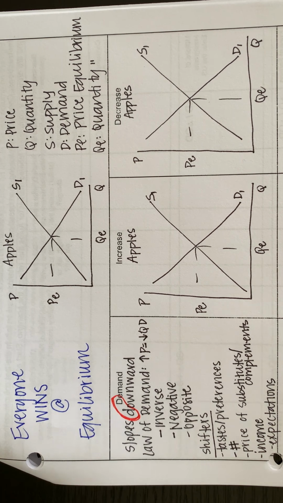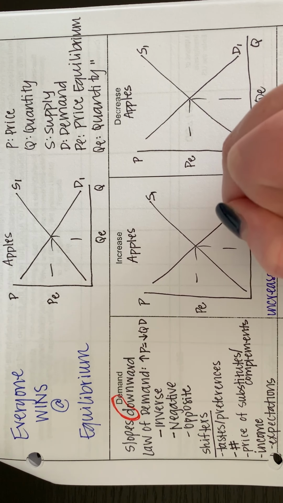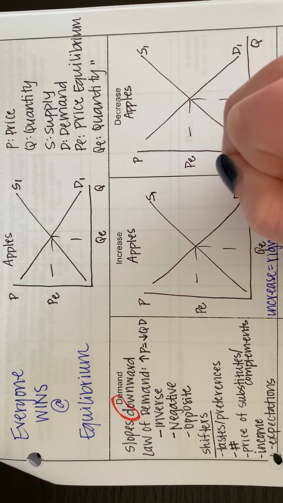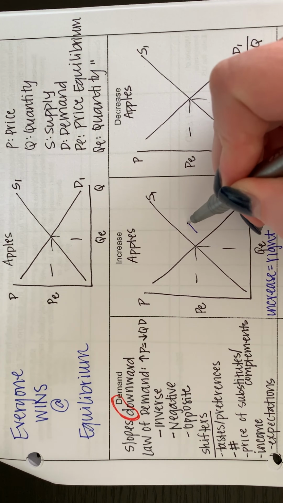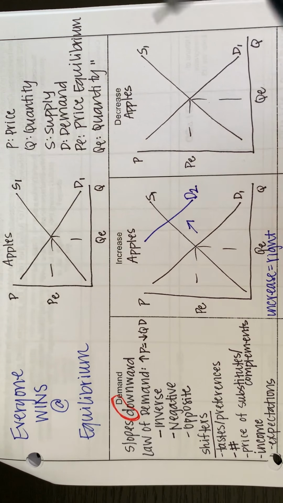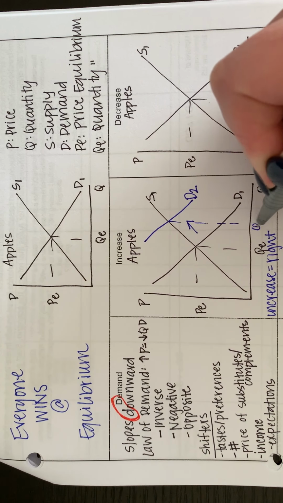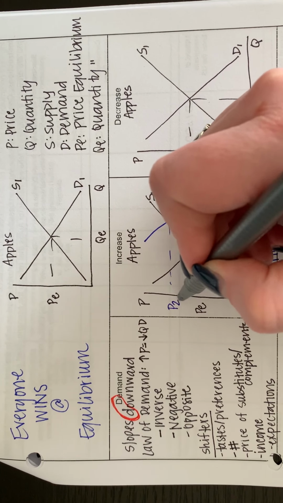So an increase in demand means we move to the right. So anytime we increase, we always go to the right. And we are moving rightward on our horizontal line here. So an increase in demand means we're moving to the right, which means we're going to move over here. I'm going to label that demand 2, Q2, and P2.